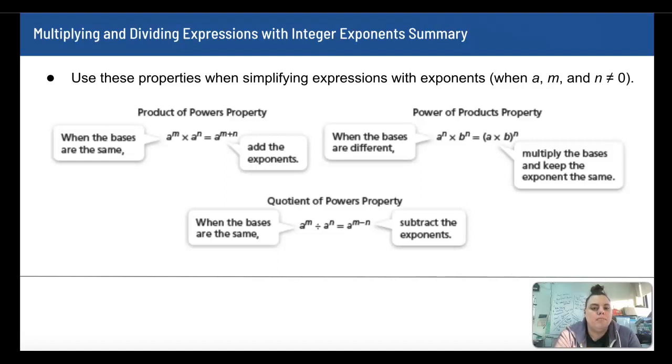So our product of powers basically says when the bases are the same, add the exponents. Our power of products property says when the bases are different, multiply the bases and keep the exponent. And our quotient of powers property says when the bases are the same, subtract the exponents.